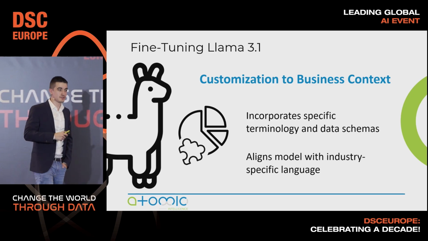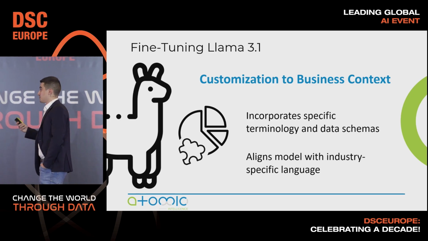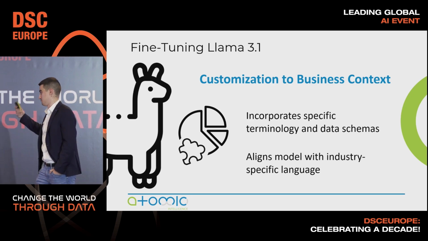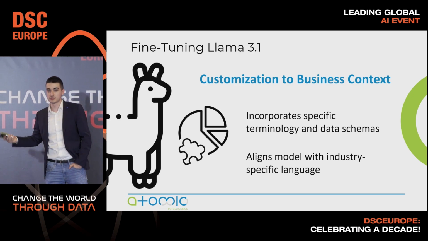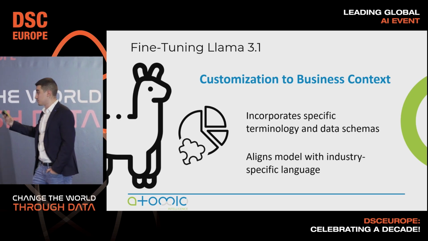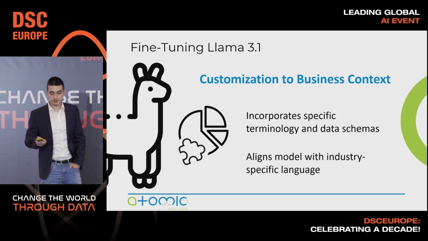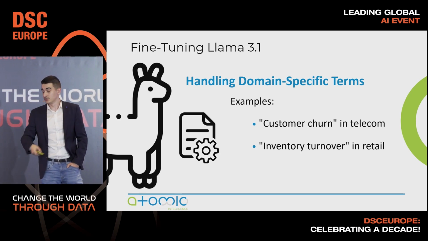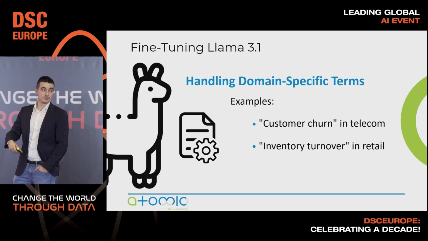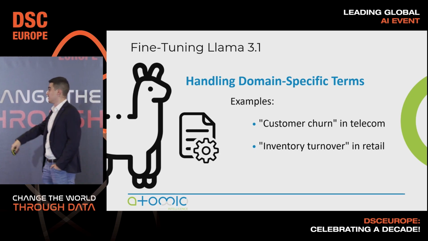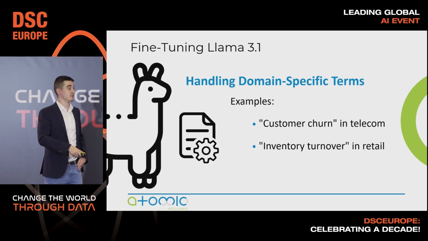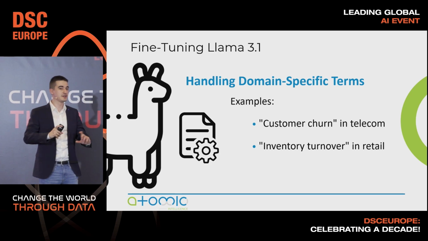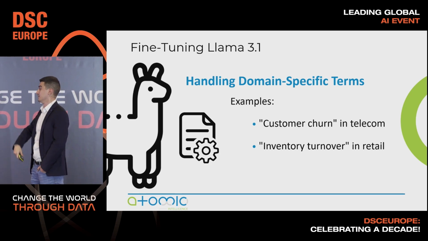As for the customization to business context, it was important to fine-tune the model and incorporate specific terminology and the data schemas of our client's database. Also, it aligns the model with industry-specific language. As we'll see right now, some of the examples of these domain-specific terms include customer churn in telecom, or, as was the case for one of our retailer clients, terms like inventory turnover. And it was important to include all of these so our model could handle the sales agents' or BI engineers' requests better.